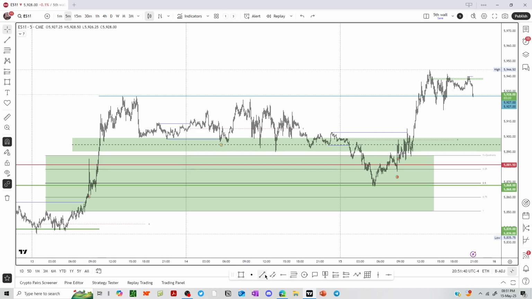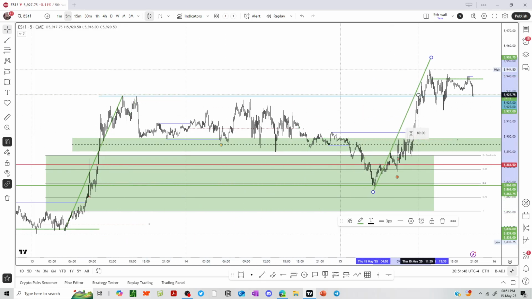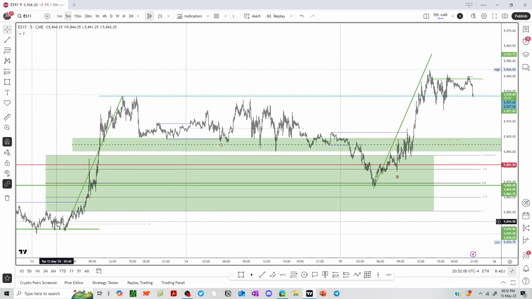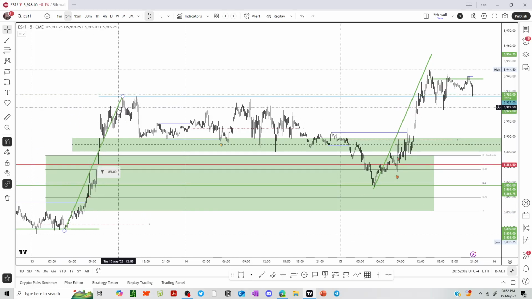Let's see if that's also a thing here as well. Let's see. We have this impulse leg 1, impulse leg 2. Unless I measured it wrong, but that's pretty good, right? Not that bad. Almost traded the entire range of Tuesday and on today, right?